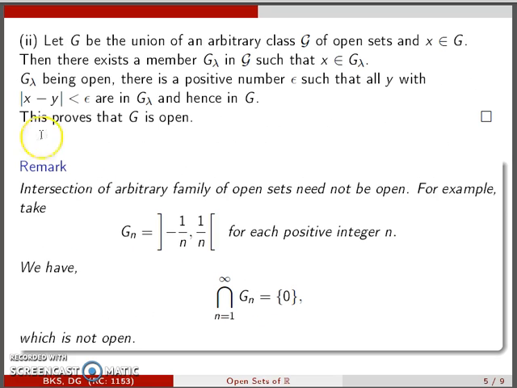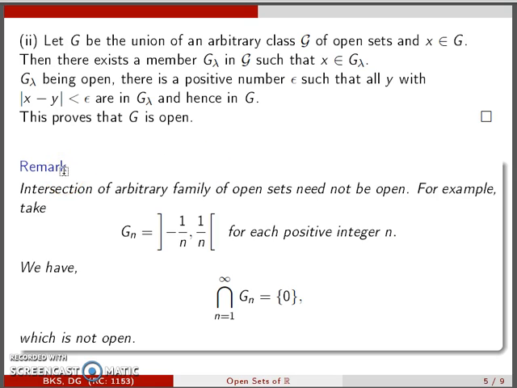The second case is quite trivial to prove. G is the union of an arbitrary class script Z of open sets. If x belongs to G, then x belongs to one of the members, say Z lambda. Z lambda being open, for some positive number epsilon, in fact for all small positive epsilon, we have that all y with this property are in Z lambda, hence in G, because G is the union of the Z lambdas. This proves G is open.